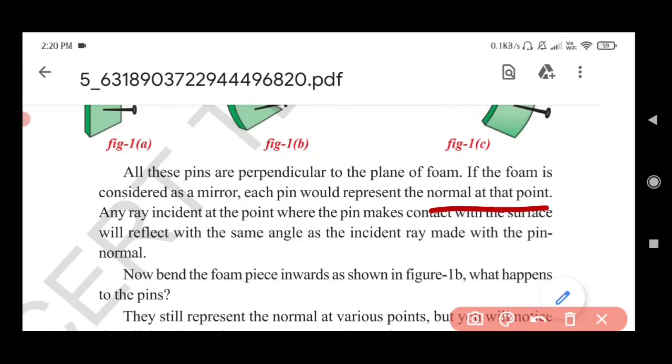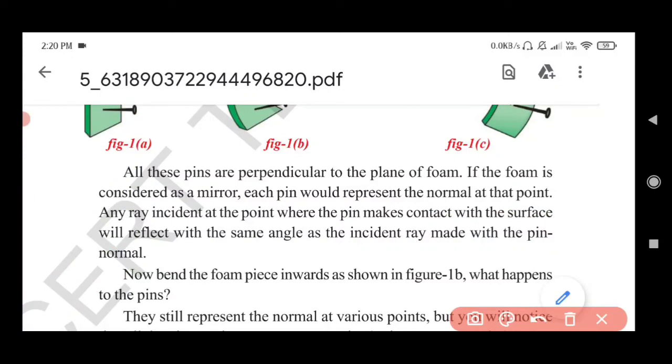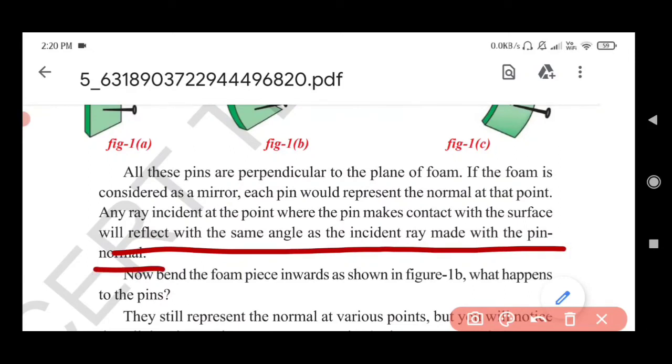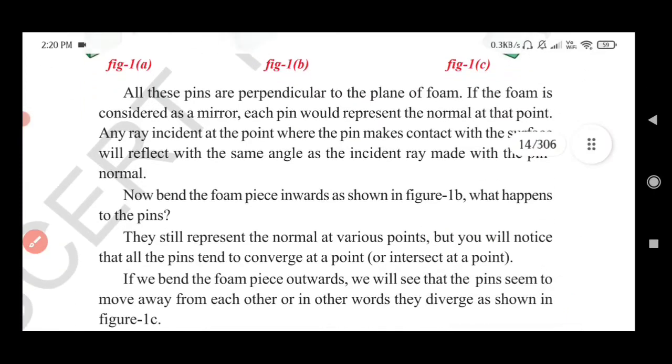So the pins that are attached, let us suppose these pins are representing the normal. Okay, these pins are nothing but normals. Alright, so any ray incident at the point where the pin makes contact with the surface will reflect with the same angle as the incident ray made with the pin. Okay, I will explain to you.